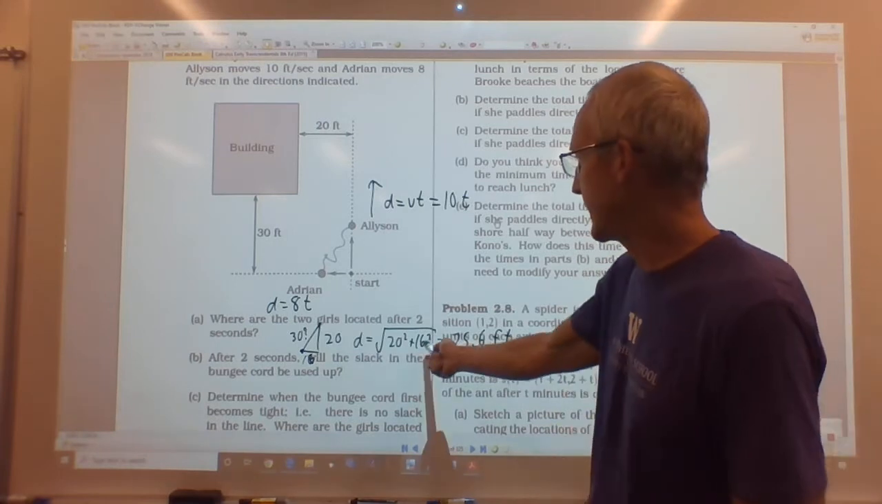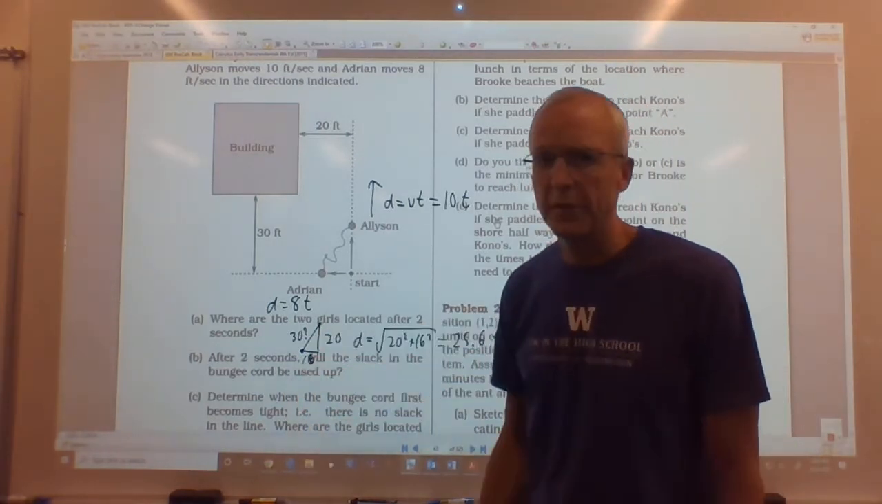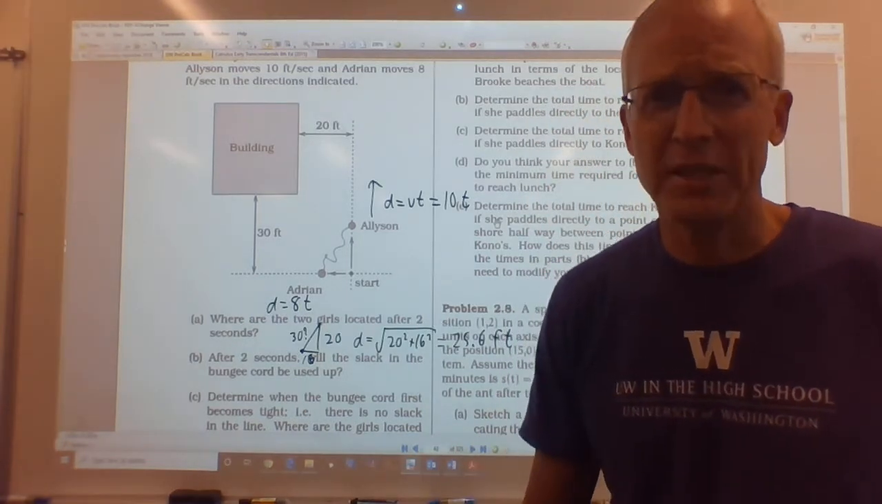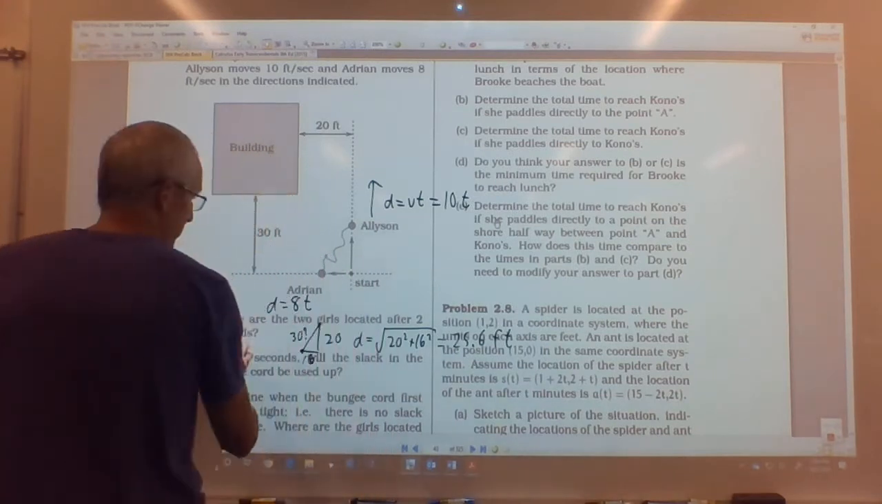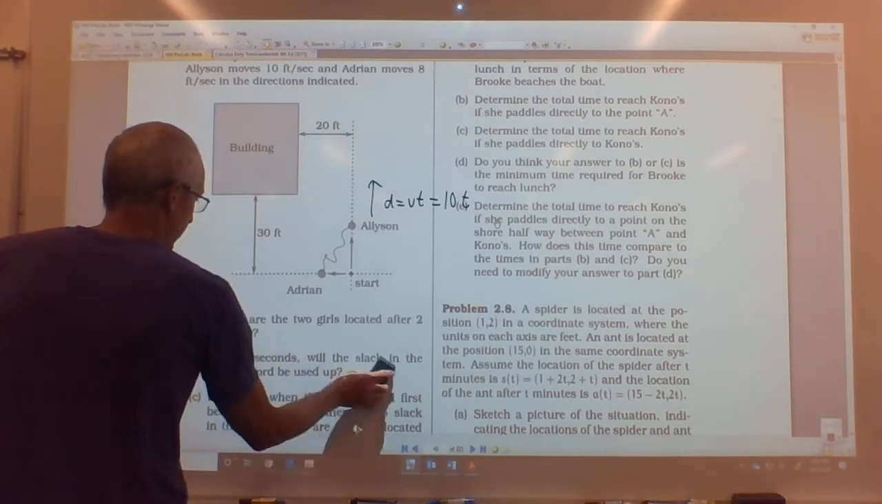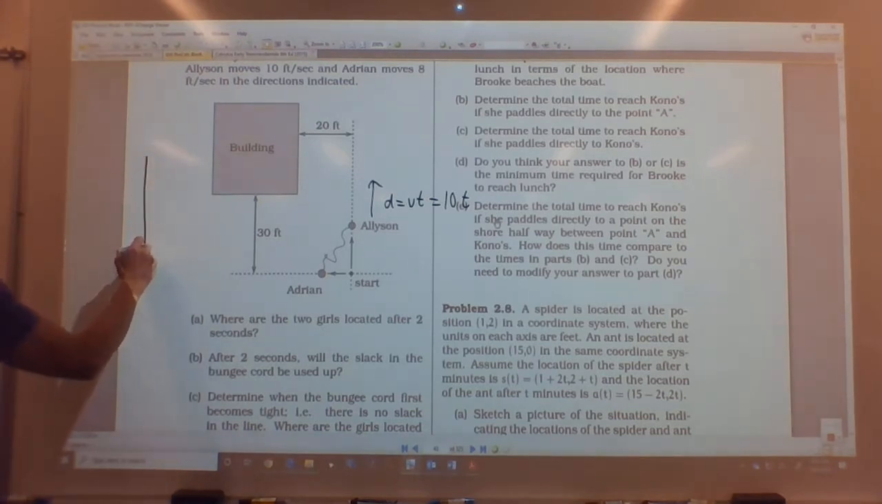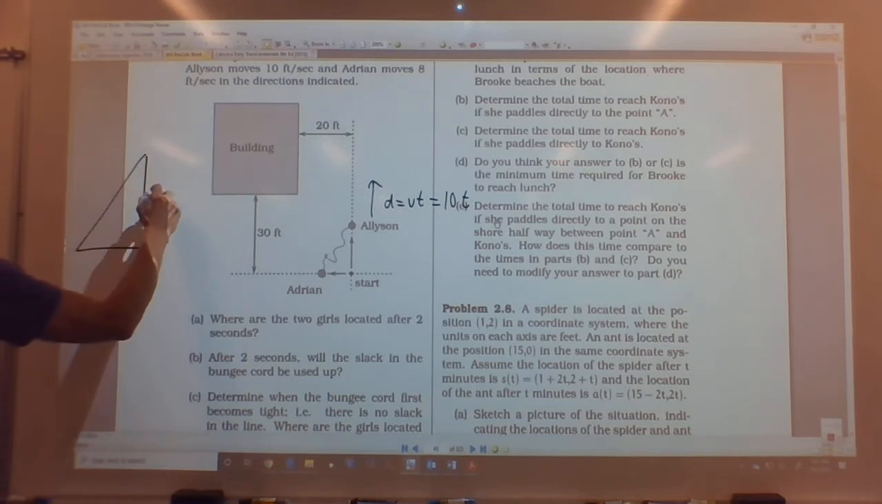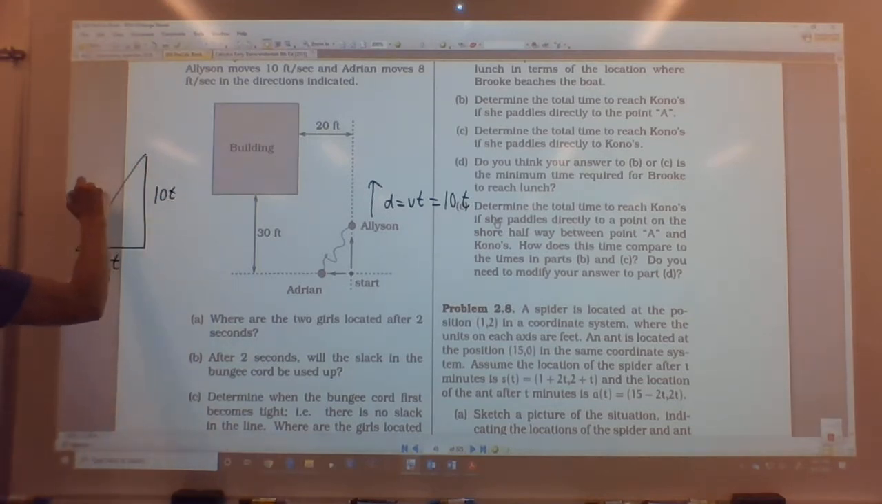Okay, so it's not quite there. After 2 seconds, it's at 25, not 30. So we can guess it's not going to be much longer. 3 seconds, 4 seconds, because it's getting stretched out pretty good. So then we know that the distance, let's just try to draw a bigger triangle now. So here's Allison's, here's this. This distance here is 10t. This is 8t. We want it to be 30.